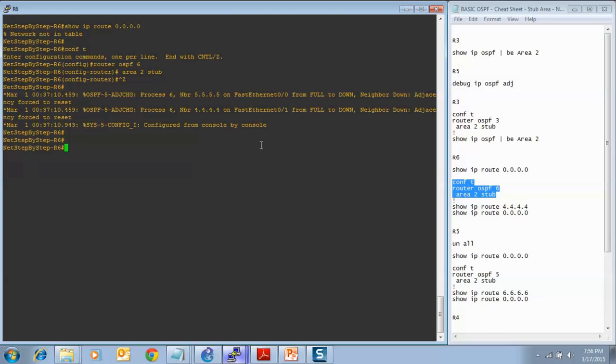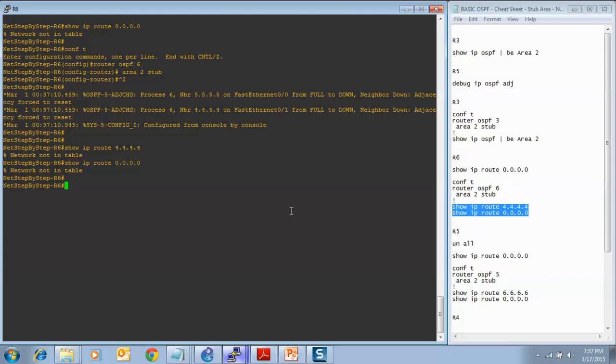I will check again IP default route utilizing command show IP route 0.0.0.0 and route for network 4.4.4.4 with the show IP route 4.4.4.4. From the output, I see that there is no default route in router 6, and since router 4 is not a neighbor anymore, there is no route to 4.4.4.4 neither.